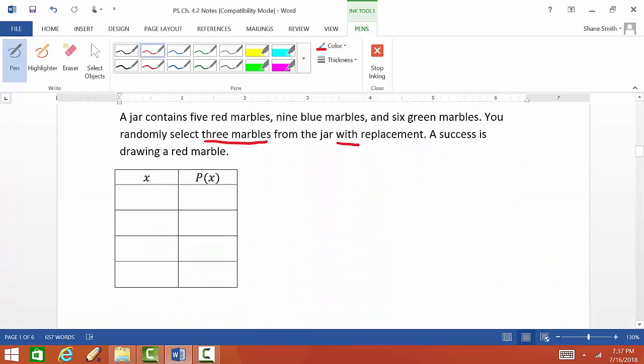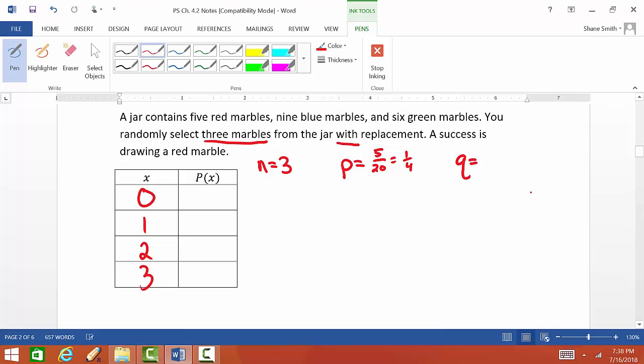So if I have 3 trials, or if n equals 3, well, if I pull out 3 marbles from a jar, I can get no red marbles, 1 red marble, 2 red marbles, or all of them could be red. So those are my 4 scenarios. My probability of success P is 5 over 20, or 1/4, right? Because there's 5 red marbles and there's 20 marbles total. If I add 5, 9, and 6, that's 20 marbles. So the probability of getting a red marble is 5 out of 20.